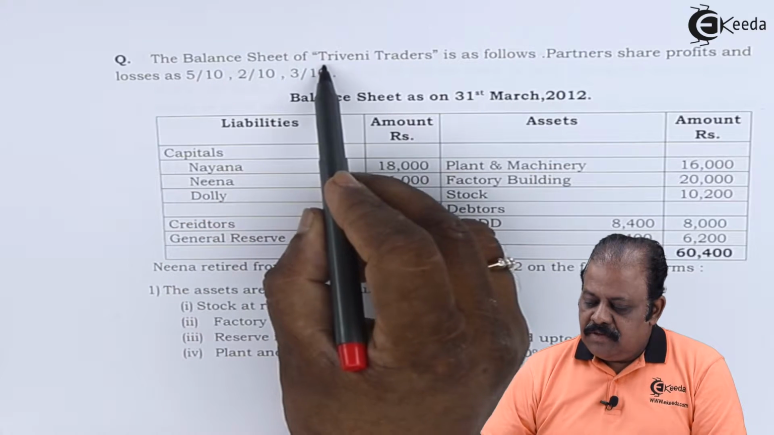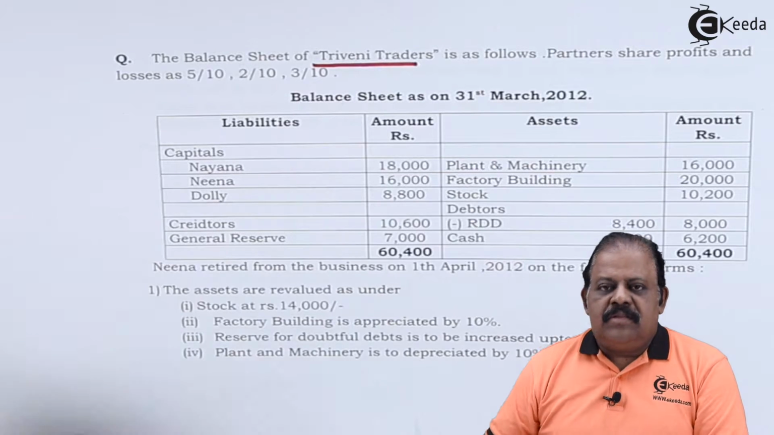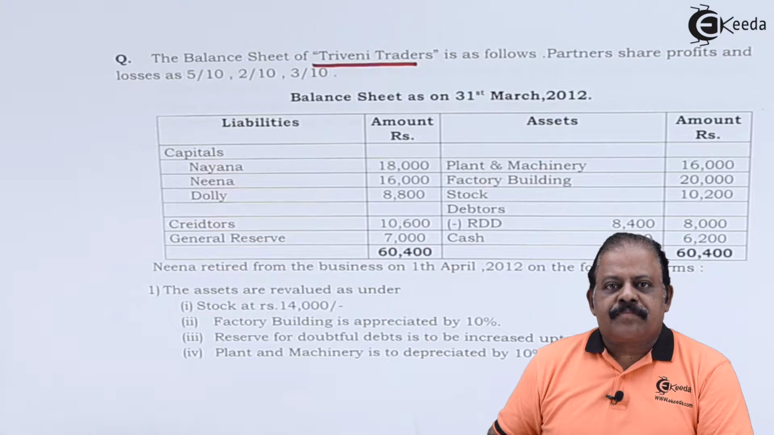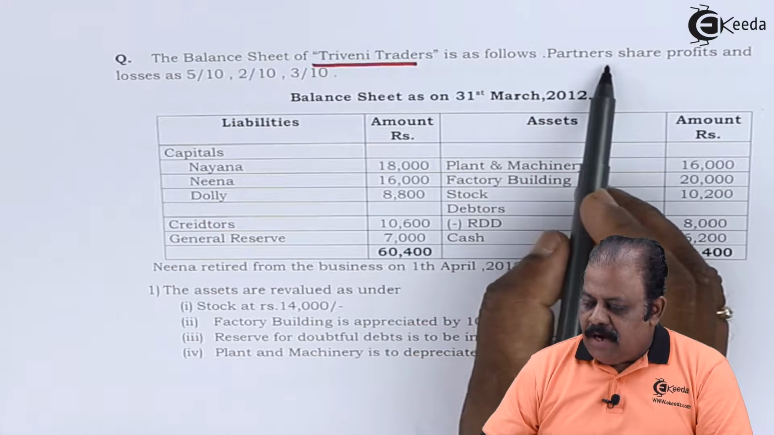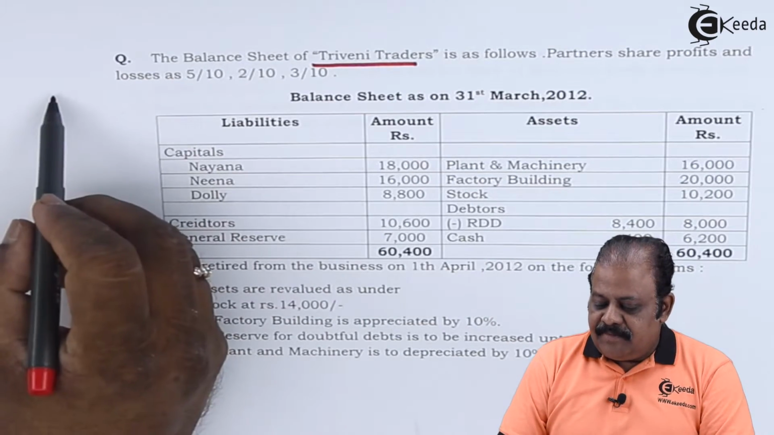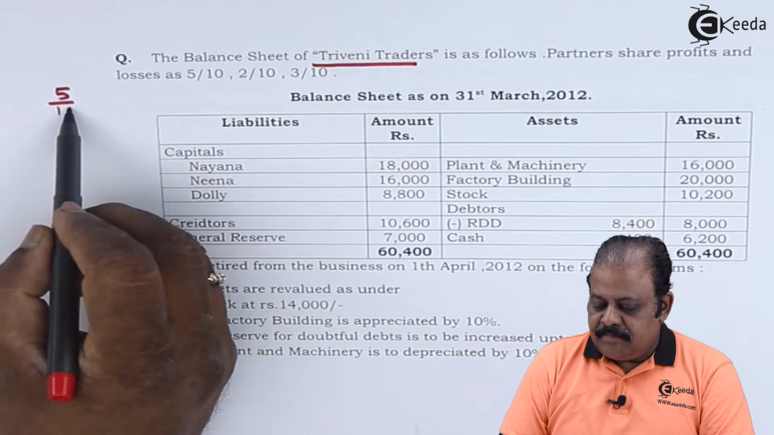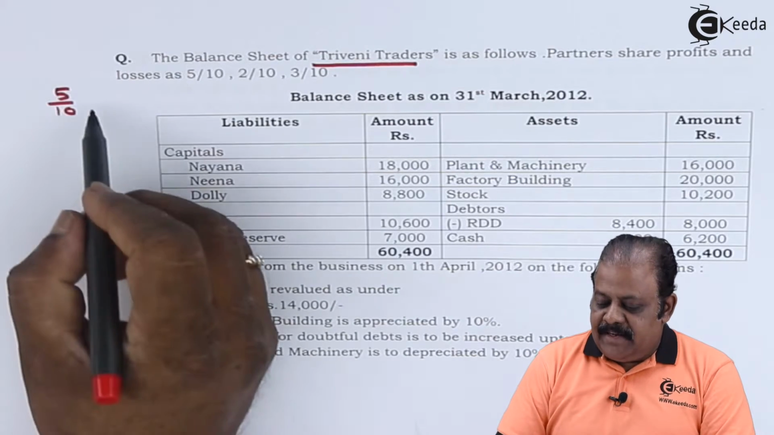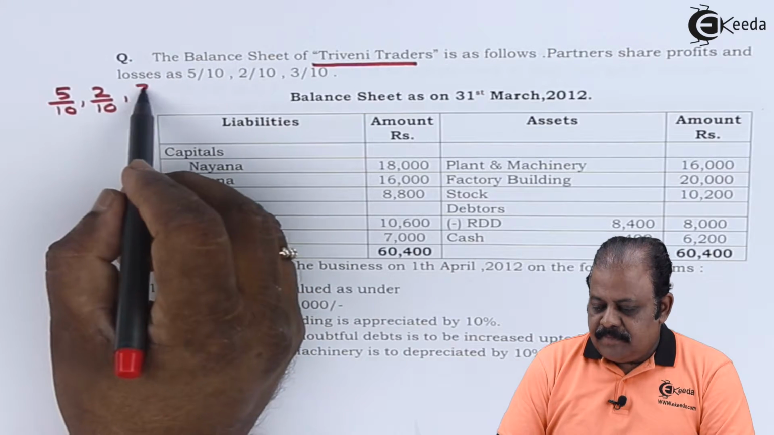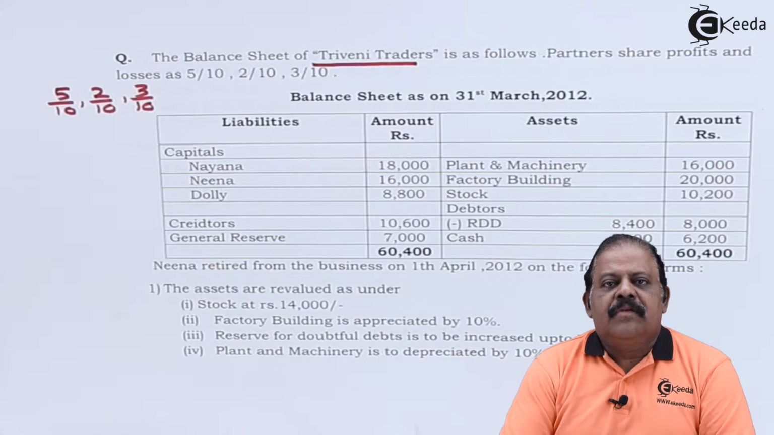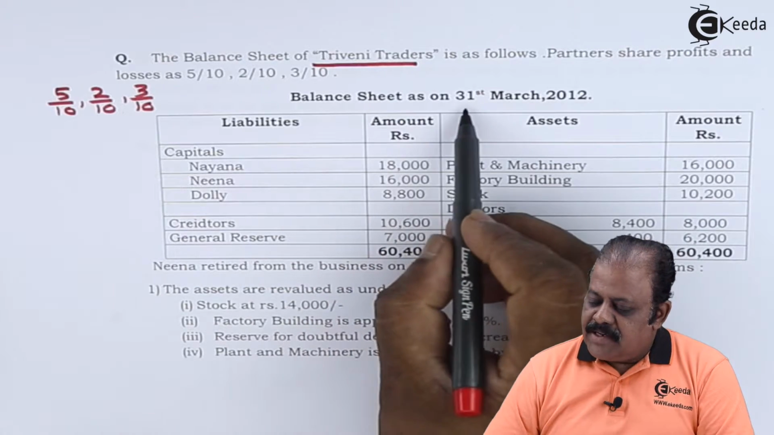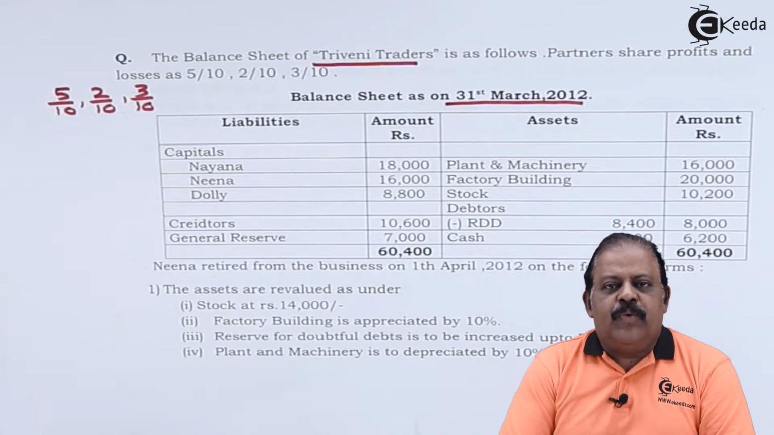The balance sheet of Triveni Traders is as follows. Partners share profits and losses as 5/10, 2/10, 3/10. That is 5:2:3. Balance sheet as on 31st March 2012.